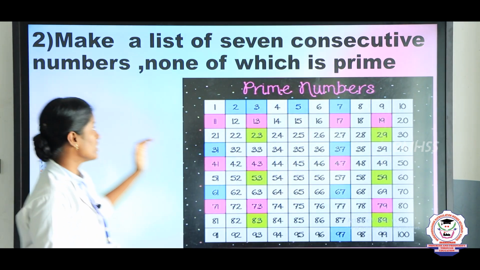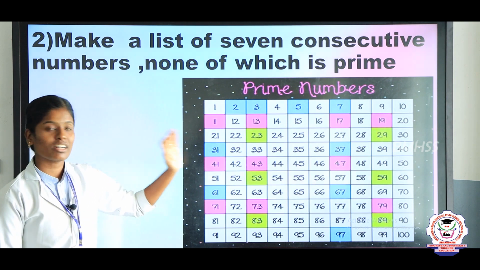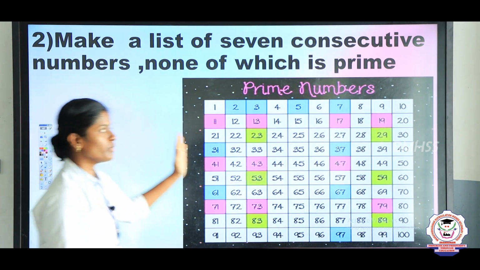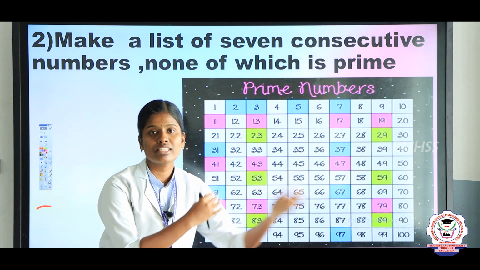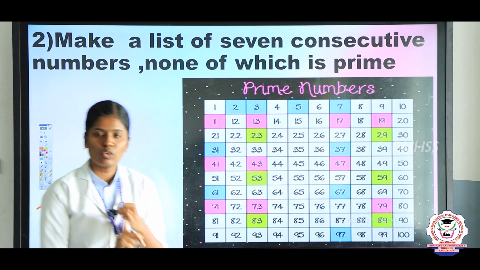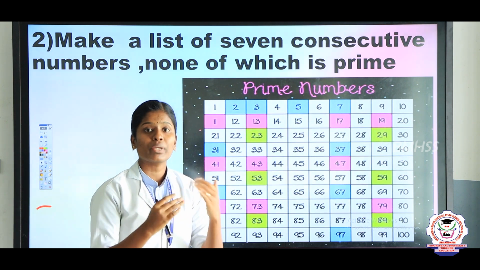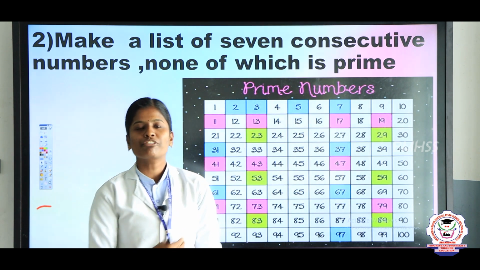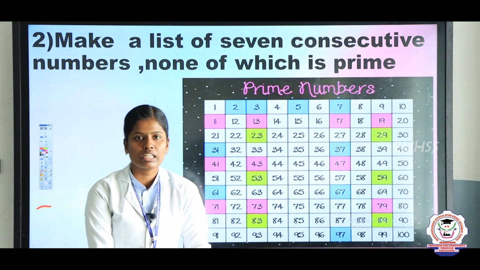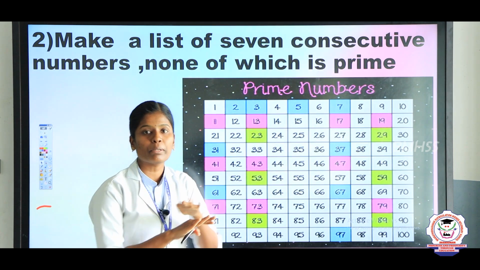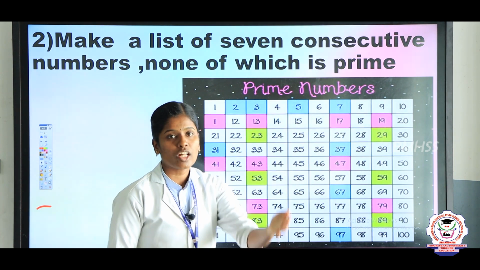Our second question is, make a list of 7 consecutive numbers, none of which is prime. Consecutive means in Tamil they say thodarchiyana. Prime number means, as you already know, a number having exactly 2 factors is called a prime number. More than 2 factors is called a composite number. Here the question is none of which is prime. So prime numbers are not allowed. We are going to write composite numbers.